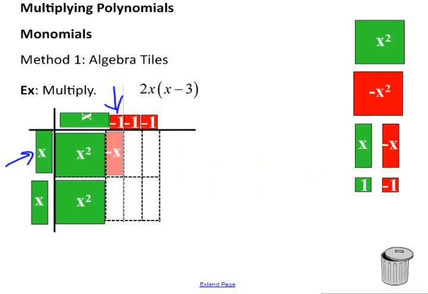Be very careful with the reds and the greens, or the whites and the shaded. If you have two that are the same color, in other words, green times green will give me green, opposite colors will give me red. So a green times a red will give me a red x. Now I have to multiply this one and this one, so those will give me two more negative x's.